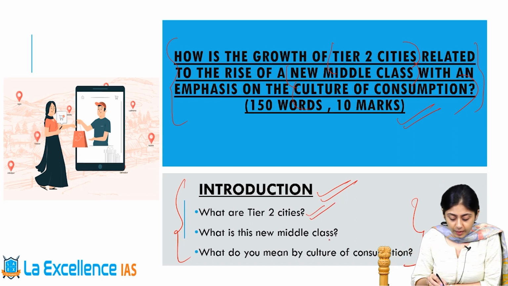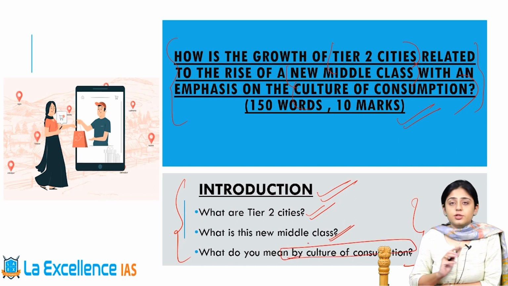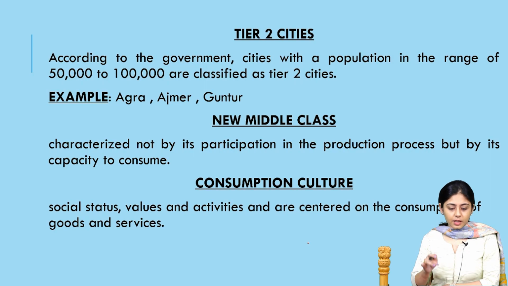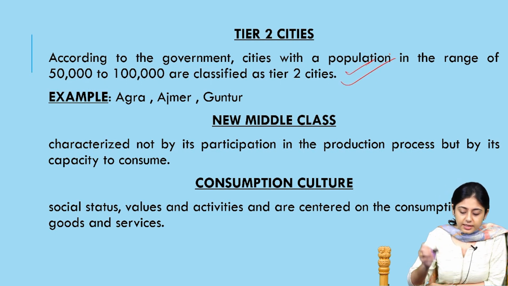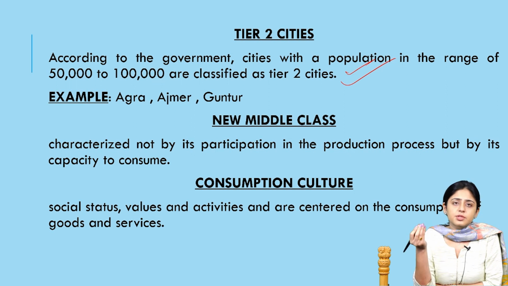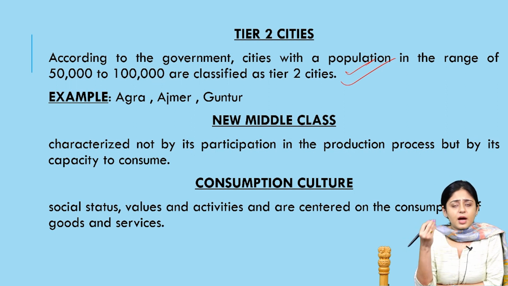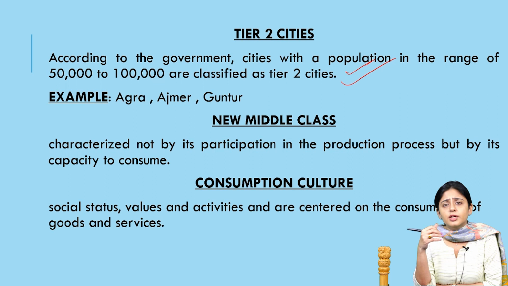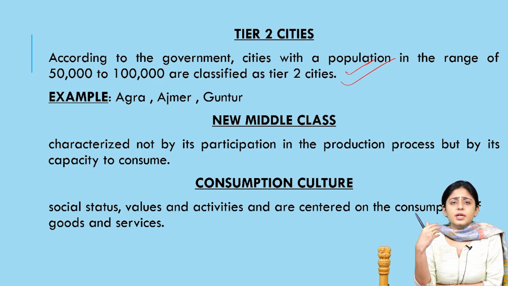So what are tier 2 cities? You should know that. What is this new middle class? And what do you mean by this culture of consumption? So tier 2 cities, which have a population between 50,000 and 1 lakh, are known as tier 2 cities, like your Agra, Ajmer, Amritsar, Guntur, probably these small cities basically, which we call in layman's terms. So these are tier 2 cities.